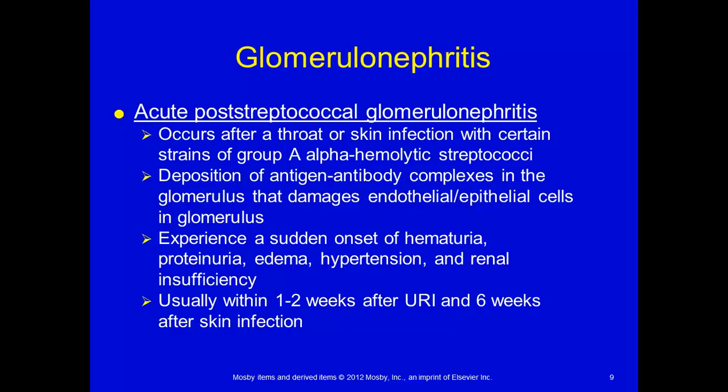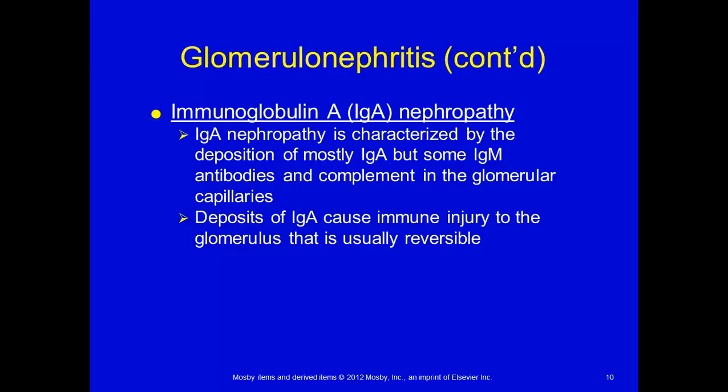So that's acute post-streptococcal glomerulonephritis. I mentioned it two slides ago, and now the subtypes of glomerulonephritis: immune globulin A nephropathy. Again, it's characterized by deposition of abnormal immune globulins, in this case immune globulin A, thus the name. Sometimes there's a little bit of M in there as well. But it's the same pathophysiology as what we just talked about with the previous type of bacteria that impacts the glomerular capillaries.